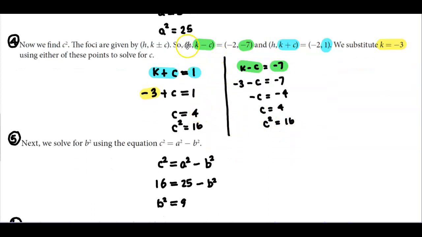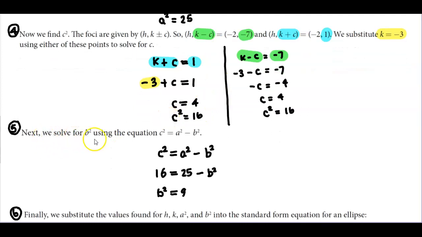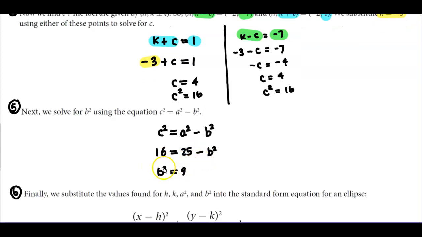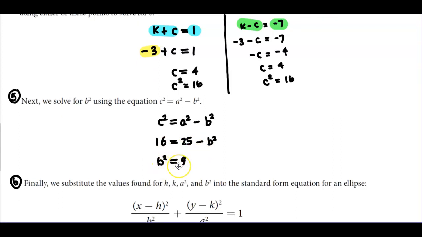Now that we know c squared and a squared, we can solve for b squared using the equation c squared equals a squared minus b squared. So c squared, which is 16, is equal to a squared, which is 25, minus b squared. If we subtract 25 from both sides, we get negative 9. Divide both sides by negative 1, and b squared is equal to 9.